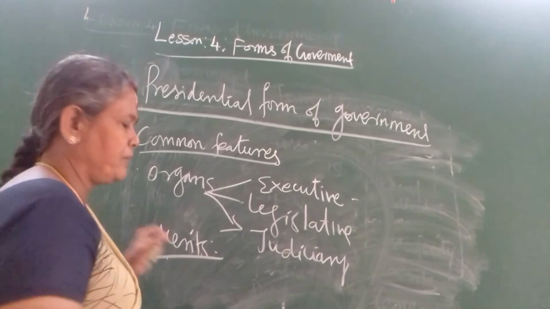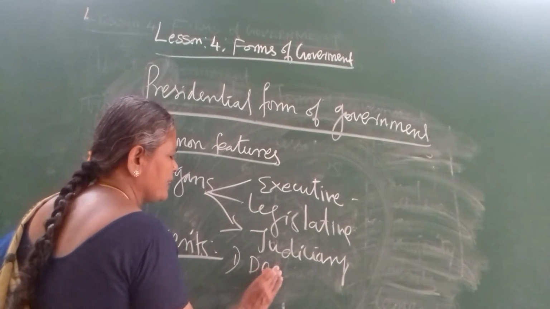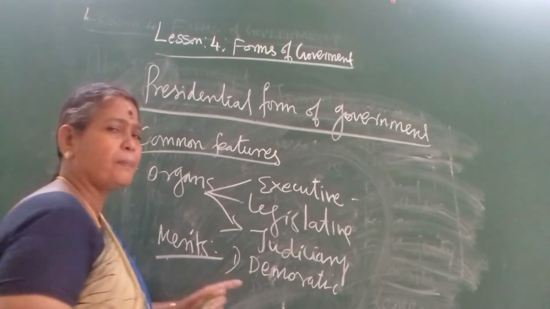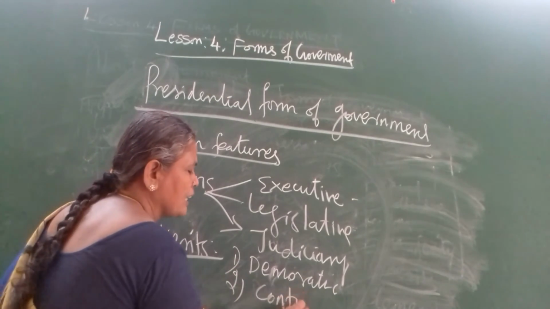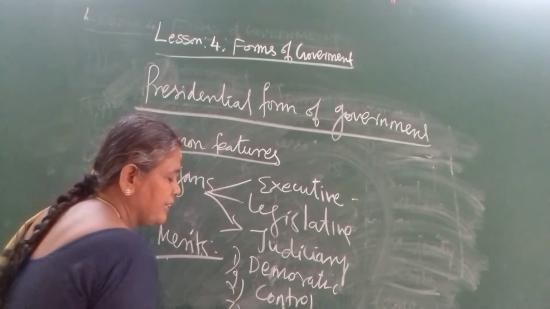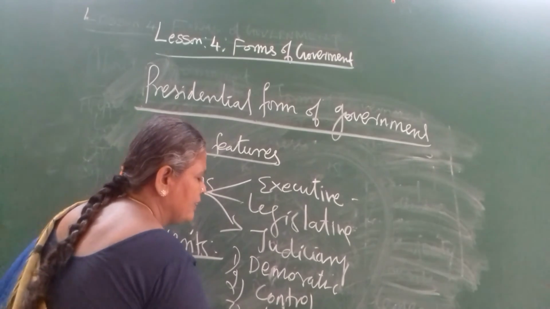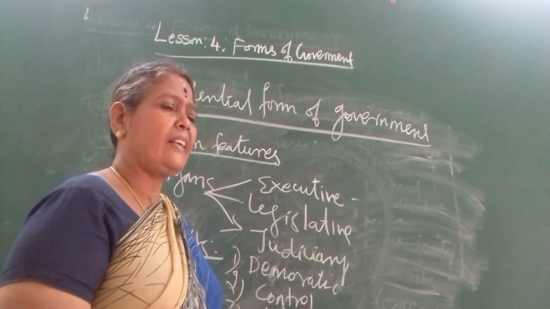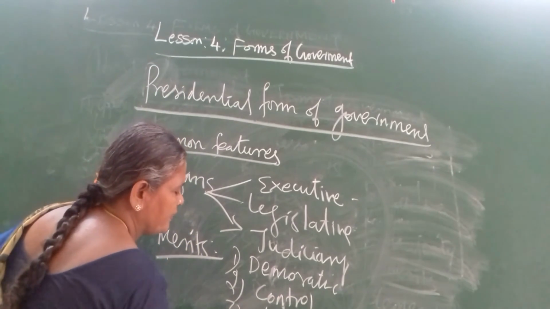What is a merit? One, it is a democratic form. Democratic form is possible with a president. Second, the president has control over the state. Then he has the power of decision making, so it is easy to decide the policies. Then next, it results in a stable state government.